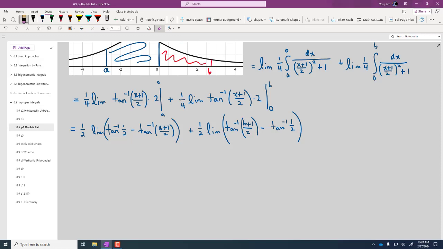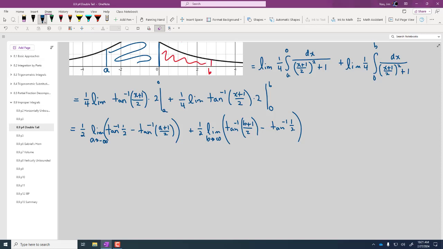How's that look? Is there any question on any of that? So plug in the upper limit, plug in the lower limit, take the difference. And now, let's look at our subscripts on the limit here. So this limit was as a goes to negative infinity. This one is as b goes to positive infinity.